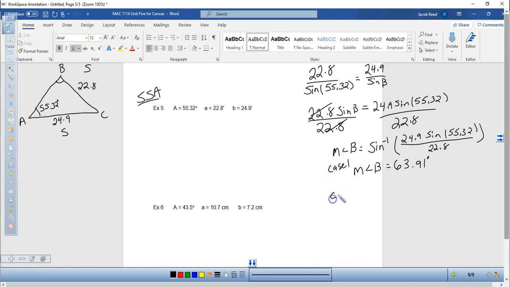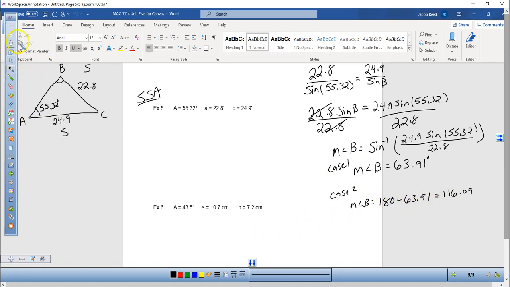Now we need to check about case 2, which means I need to do 180, subtract the 63.91. Which gives me 116.09. Now, can this fit into our situation? Well, 116.09 plus 55.32 gives me 171.41. So that means that this could be a proper case.